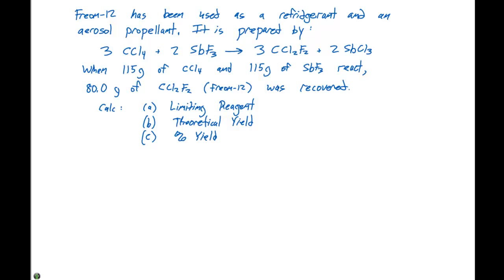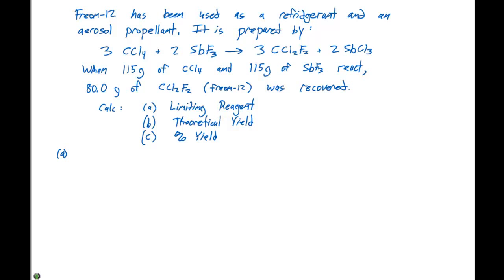3CCl4 plus 2SbF3 giving 3CCl2F2 plus 2SbCl3. When 115 grams of CCl4 and 115 grams of SbF3 react, 80.0 grams of CCl2F2, or Freon 12, was recovered. Calculate A, the limiting reagent, B, the theoretical yield, and C, the percent yield.